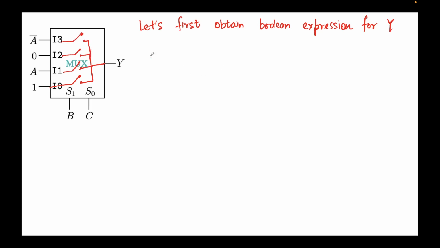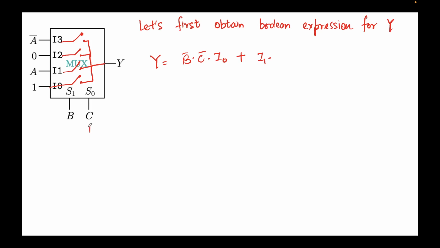So let's assume that the bottom switch is closed. This switch is closed when S0 and S1 both are 0, because only then will this input go. That means B bar dot C bar, both are 0. So B bar dot C bar times I naught. This input will go through when both of these are 0, just like we did in the last case. The second case: when will the second switch be closed? This is the OR condition which we saw, because only one of these is closed. In the second condition, I1 will go. When will I1 go? When B is 0 and C is 1.